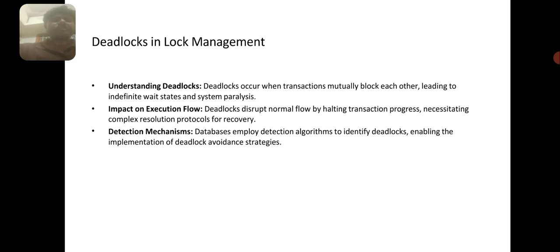Next is deadlock management. In a deadlock, transactions mutually block each other, leading to infinite wait states and system paralysis. Next is the impact on execution flow. The normal flow halts, transaction progress stops, and complex resolution protocols are needed for recovery. As for the detection mechanism, it employs detection algorithms to identify deadlocks. This enables the implementation of deadlock avoidance strategies.